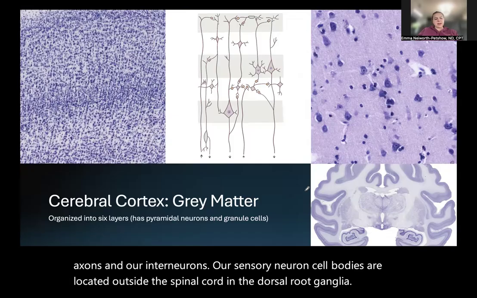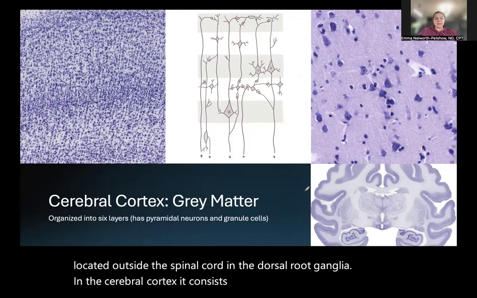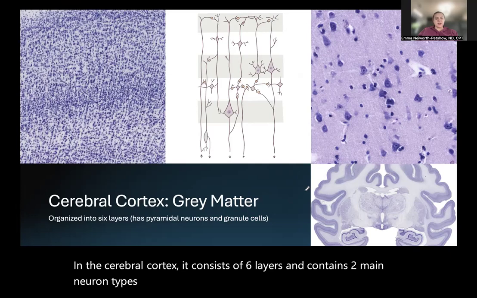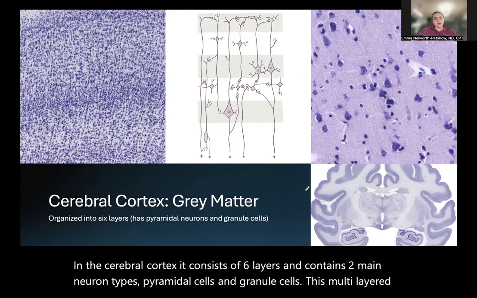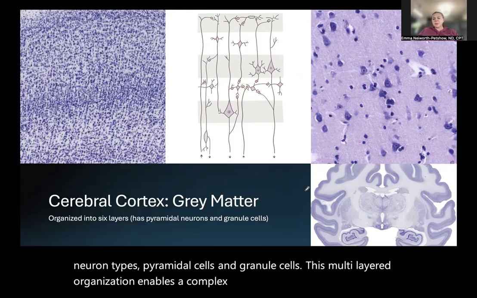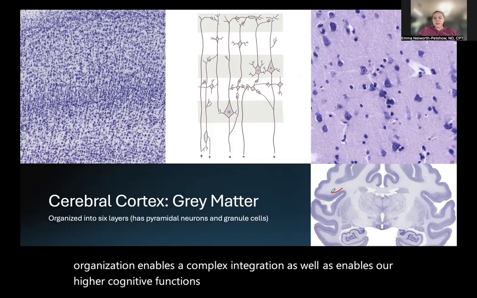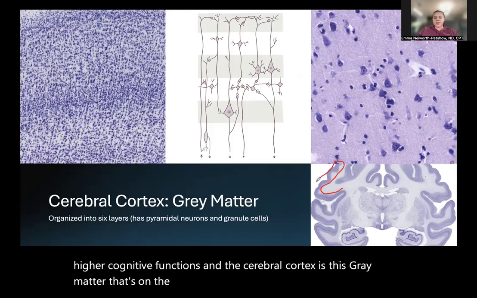The cerebral cortex consists of 6 layers and contains two main neuron types: pyramidal cells and granule cells. This multi-layered organization enables complex integration as well as our higher cognitive functions. And the cerebral cortex is the gray matter on the outer surface of our brain.